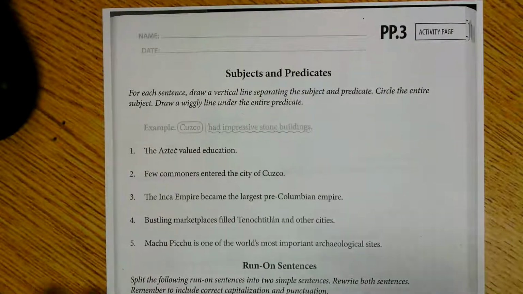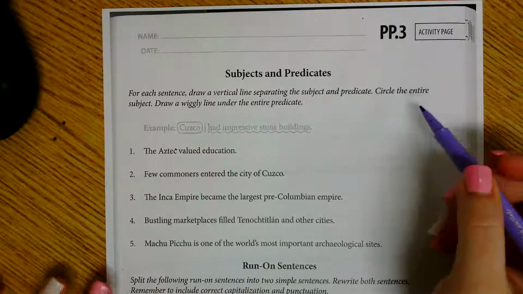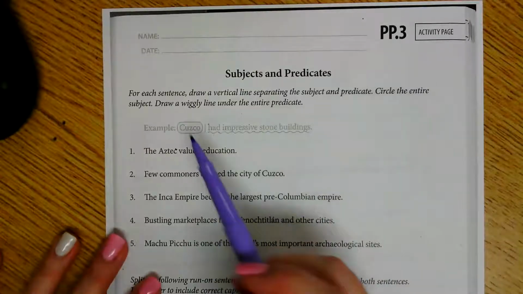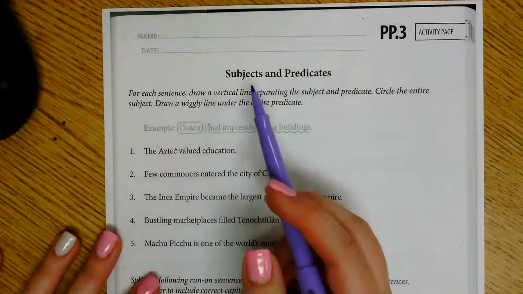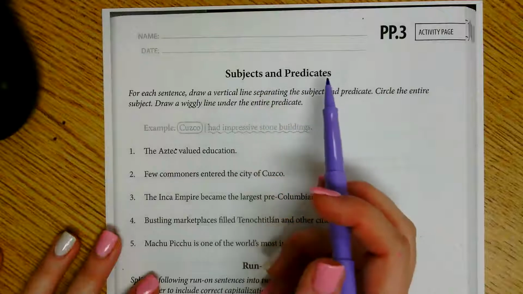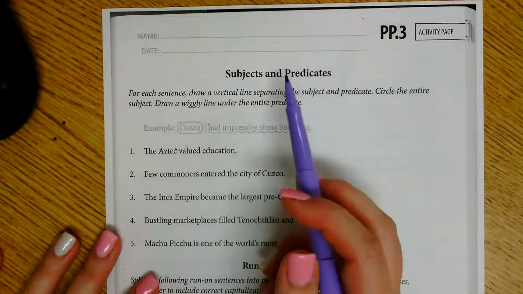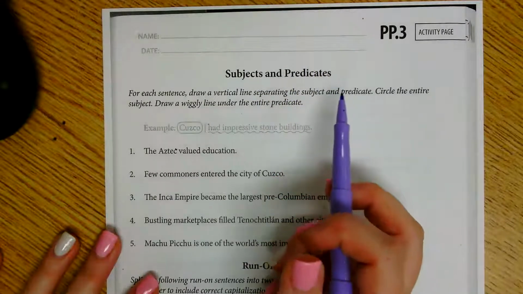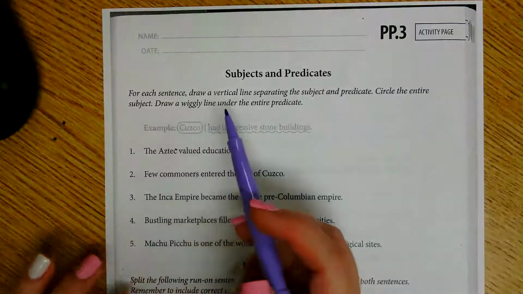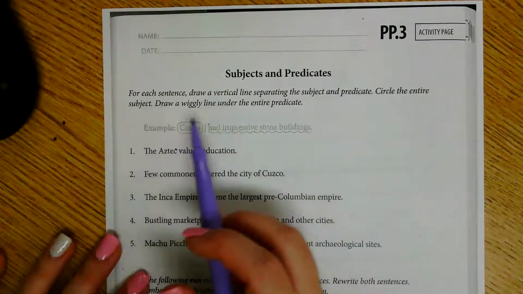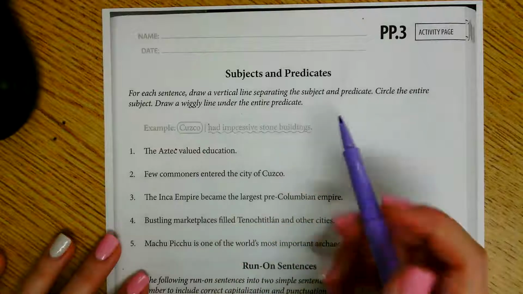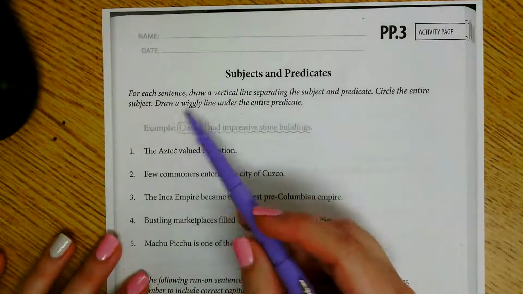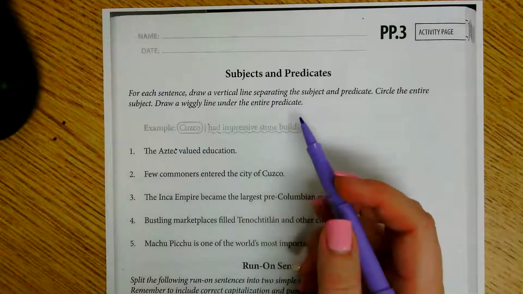I'm going to be going over practice page number 3 with you about subjects and predicates. So remember, a subject is going to be who or what your sentence is about. Your predicate is going to be the action that is taking place in the sentence. So your directions for the first part say, for each sentence, draw a vertical line separating the subject and predicate. Circle the entire subject, draw a wiggly line under the entire predicate.